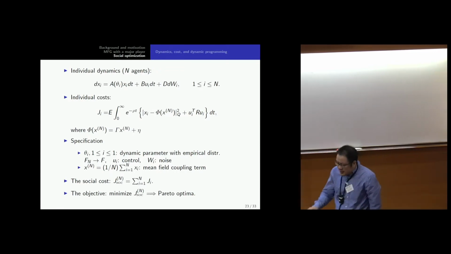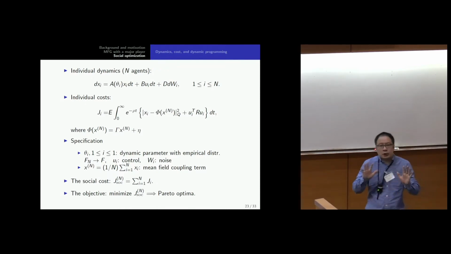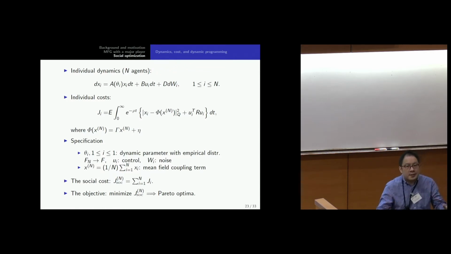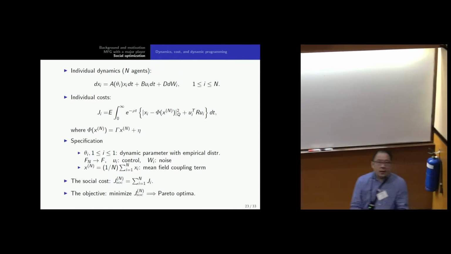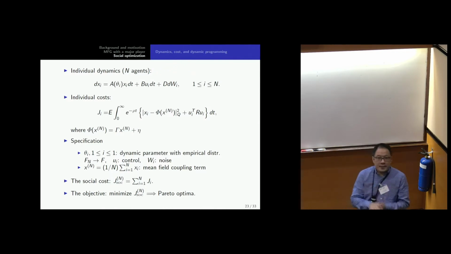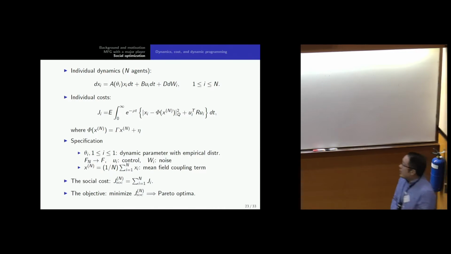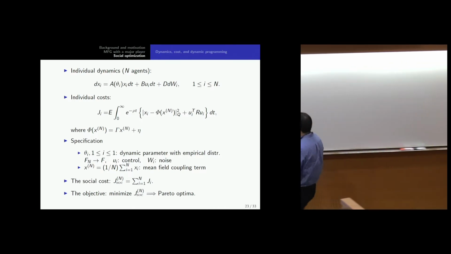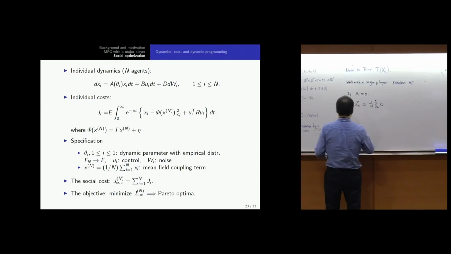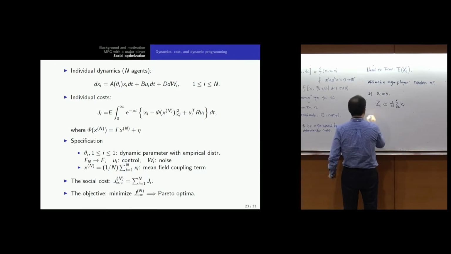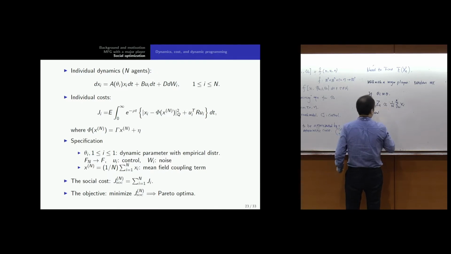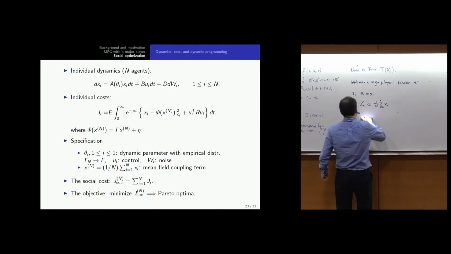The next extension is to consider social optimization. Previously, we assume everybody is selfish, so they solve non-cooperative games. Actually, there is a good reason to consider cooperation. Why? We're thinking of this, say, electric load management.